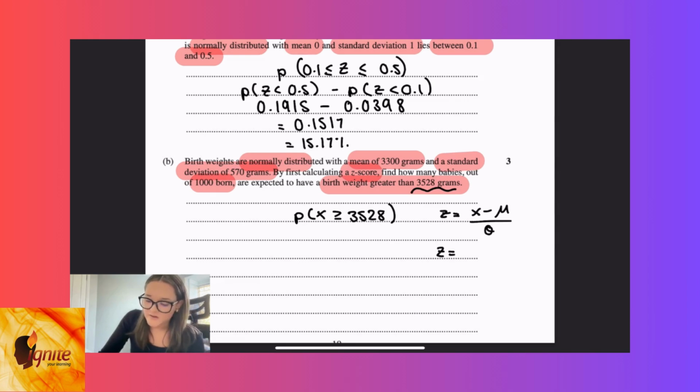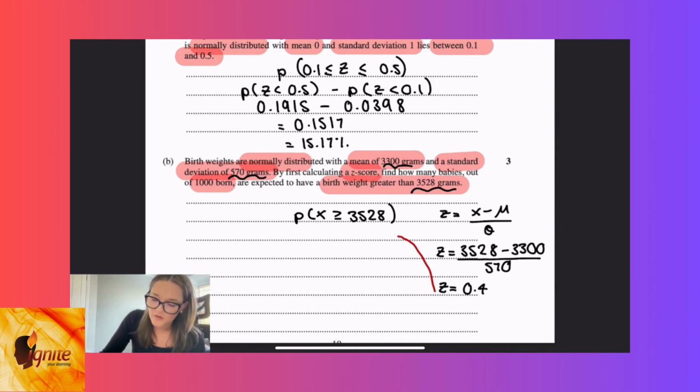Here my x value, like we said, was 3,528, and my mean as given to me in the question is 3,300, all over my standard deviation of 570, which is given to us here. Plugging that into the calculator, you get z equal to 0.4. So what I can do is rewrite what I'm trying to look for in terms of my z-score: the probability that z is greater than or equal to 0.4.